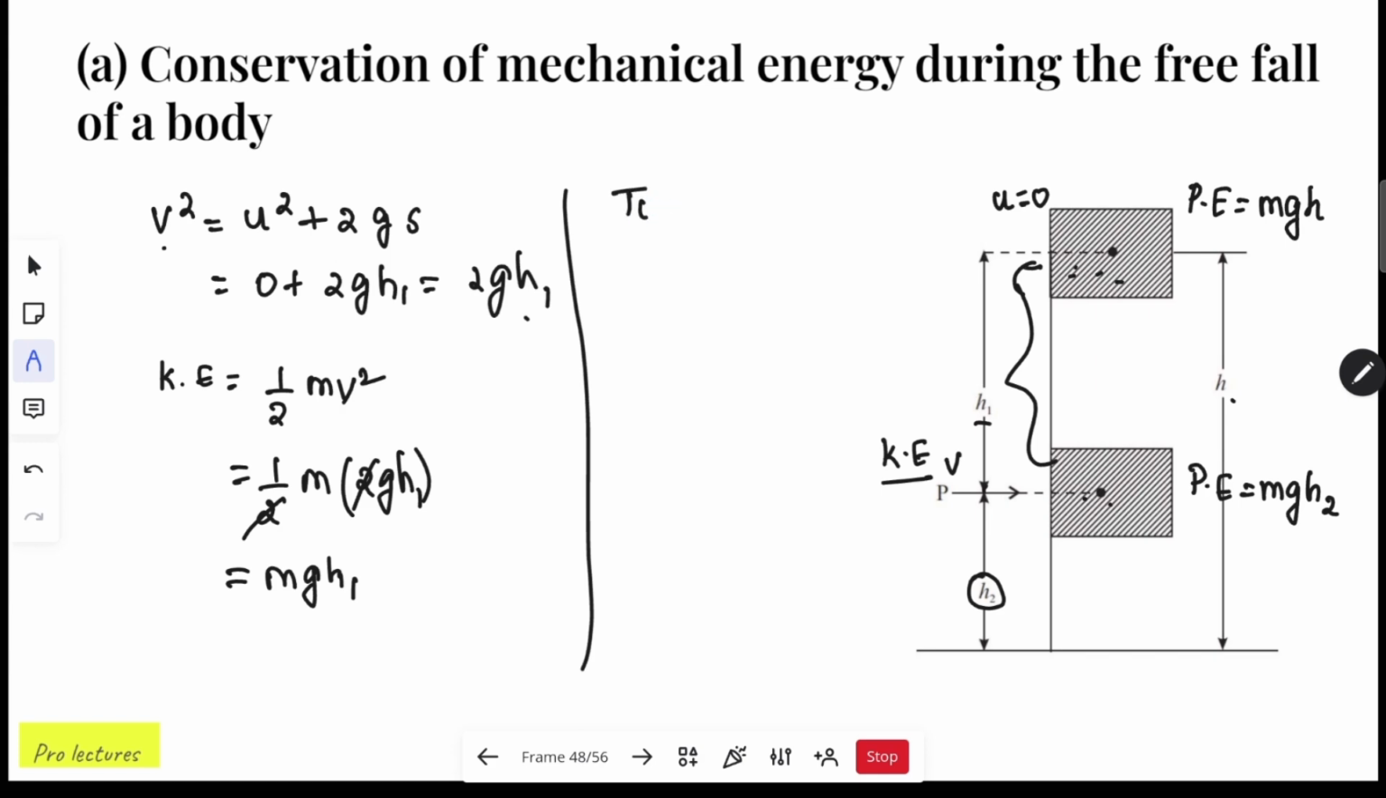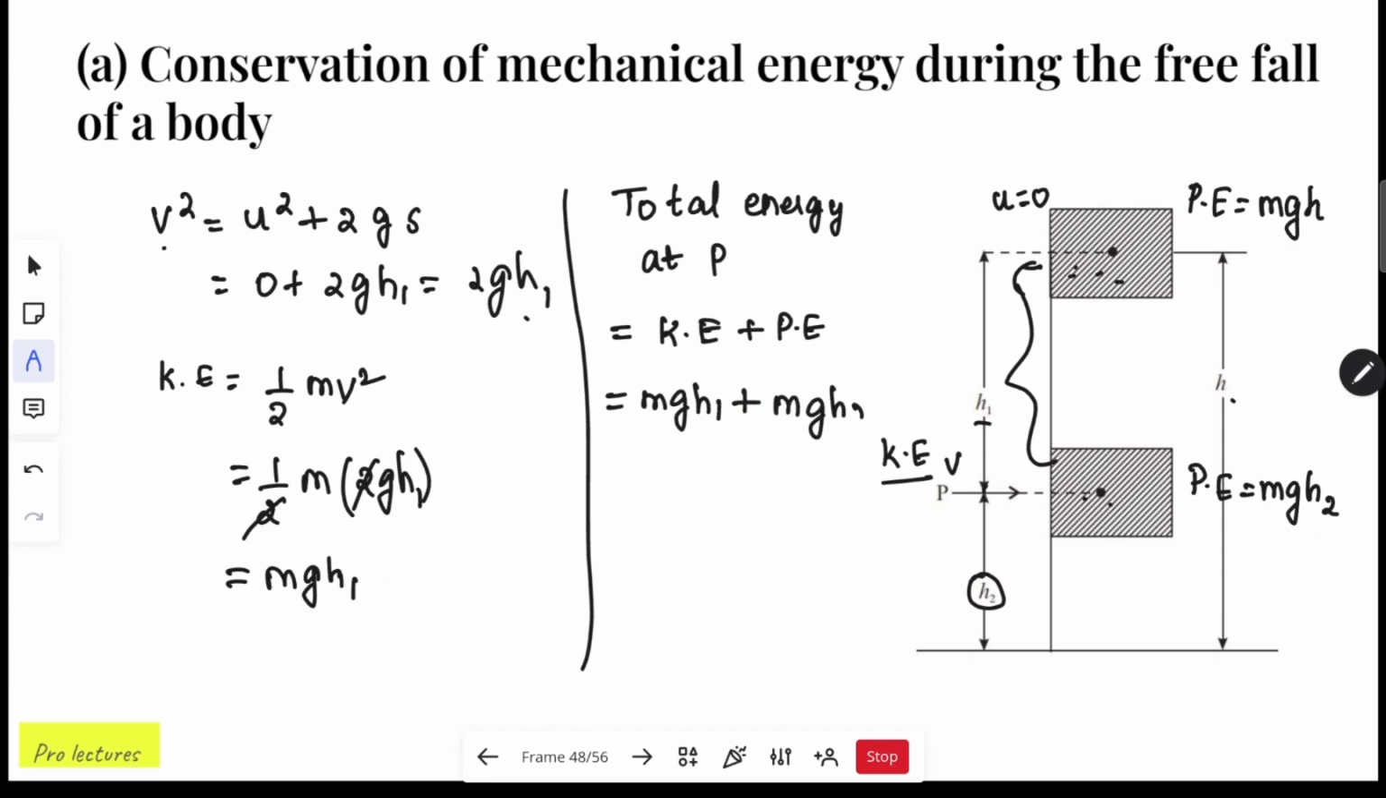So total energy at P would be the kinetic energy plus potential energy. Kinetic energy we found to be mgh1, this part. Potential energy at point P was mgh2. If we take mg common, it is h1 plus h2. h1 plus h2 is height h, which is equal to mgh. This is same as the potential energy at the highest spot.